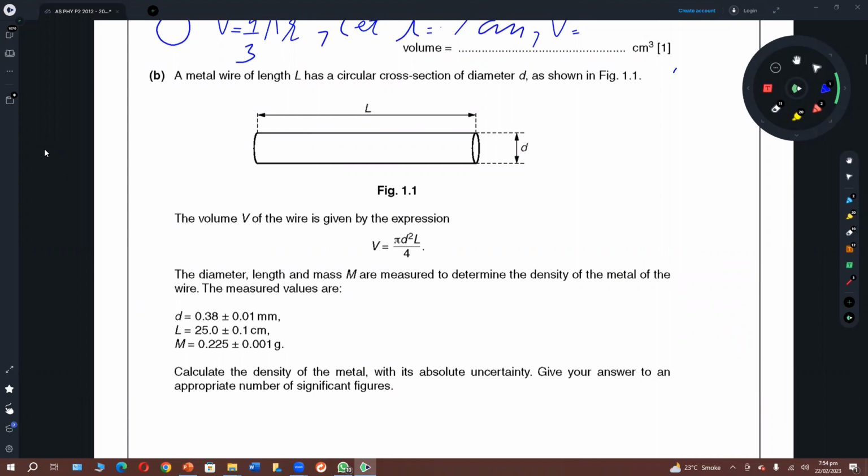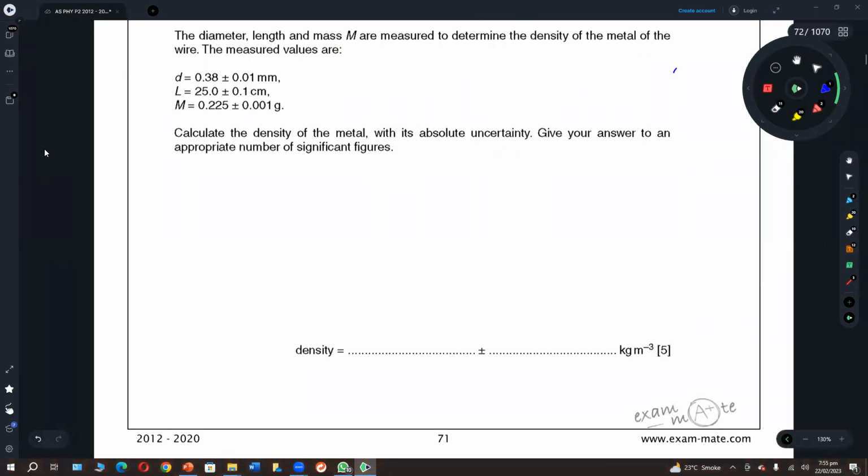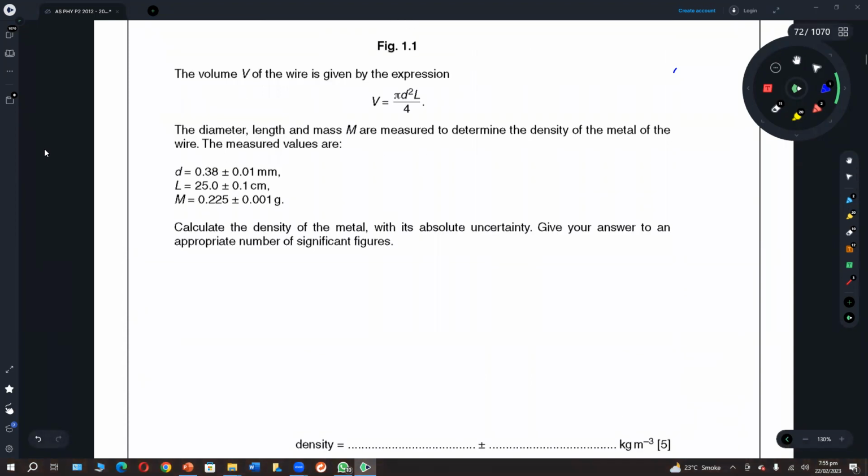Now, a metal wire of length L has a circular cross section of diameter D. Volume of the wire is given by the expression pi d square L upon 4. The diameter, length, and mass M are measured to determine the density of the metal of the wire. The measured values are like this. Calculate the density of the metal with its absolute uncertainty. So you should first get the formula down.